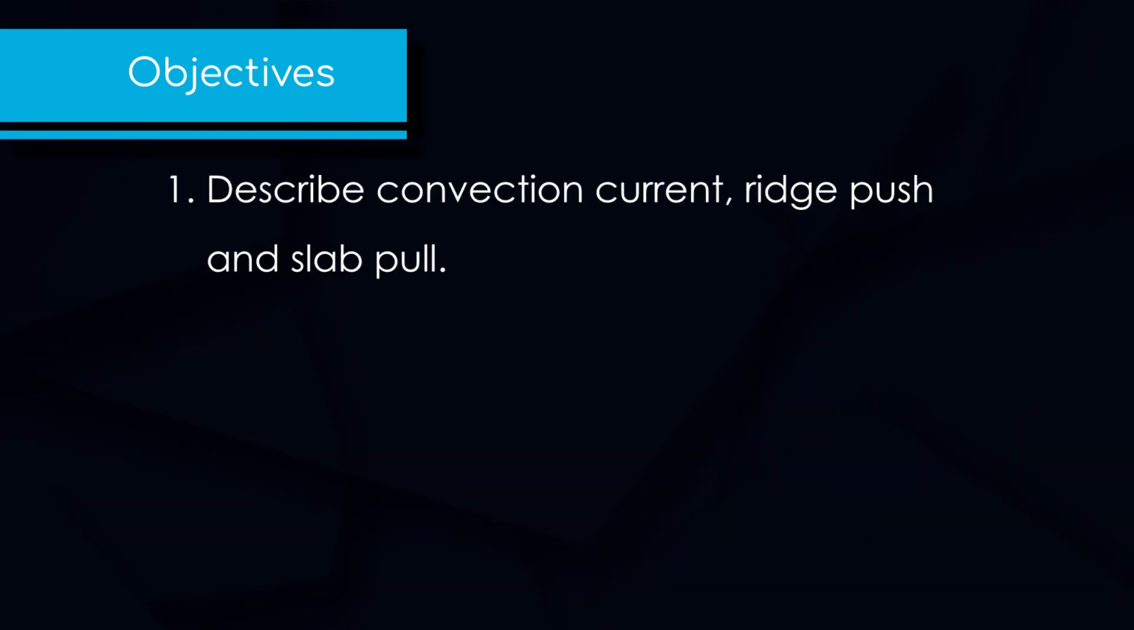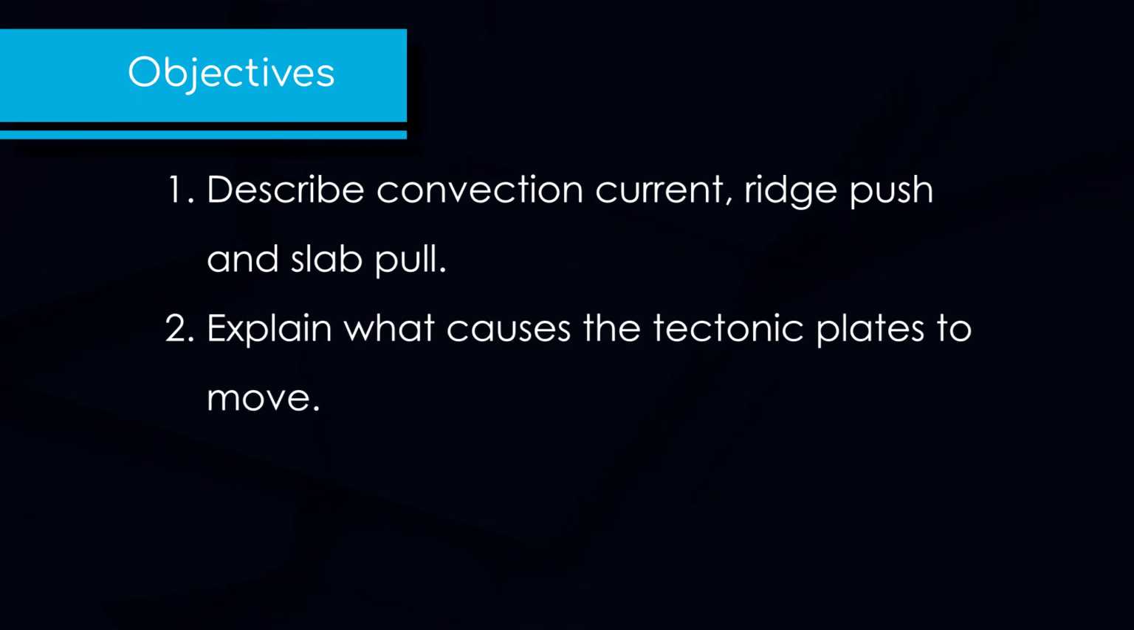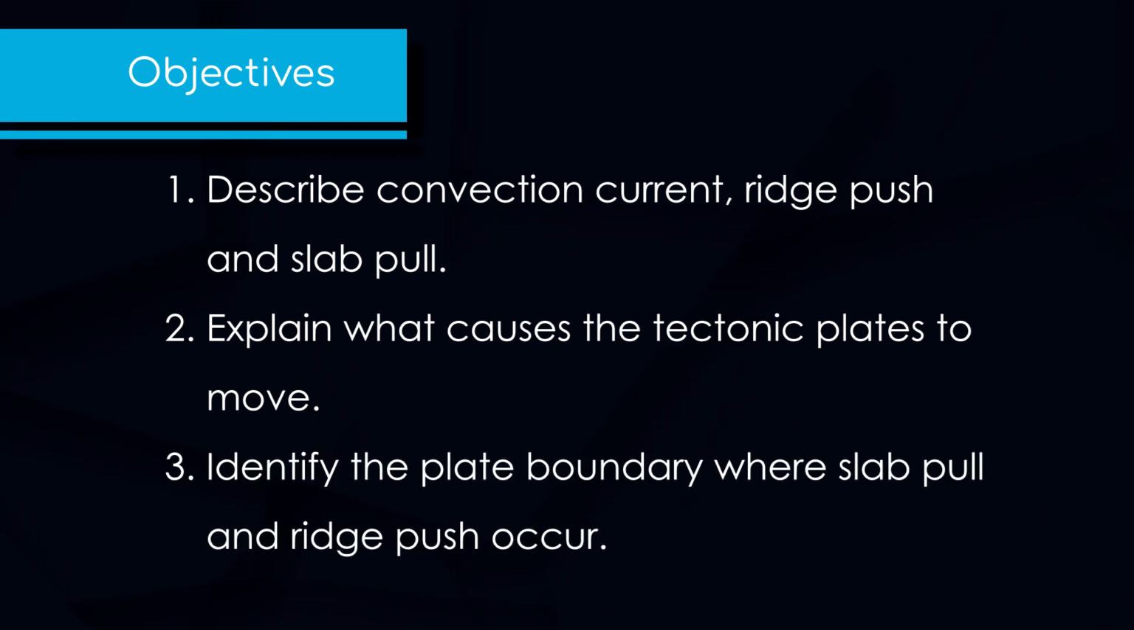Hello students, in today's lesson, we will discuss the processes along convection current, slab pull, and ridge push. The objectives are as follows. Describe convection current, ridge push, and slab pull. Explain what causes the tectonic plates to move. Identify the plate boundary where slab pull and ridge push occur.